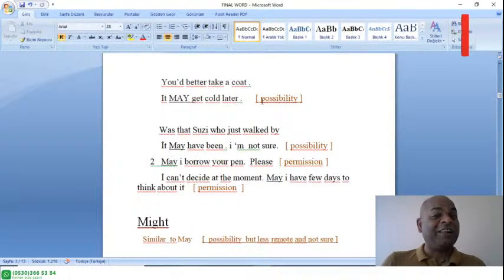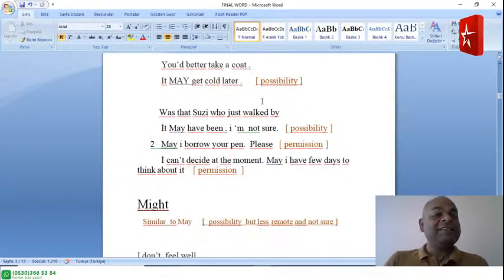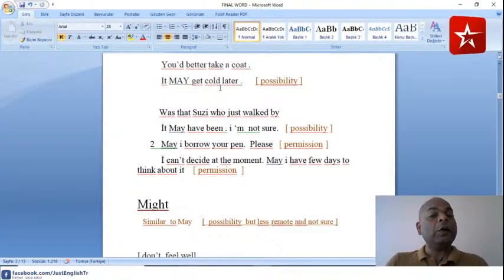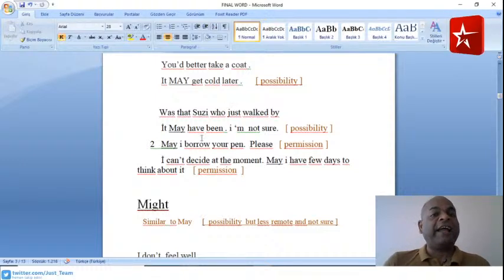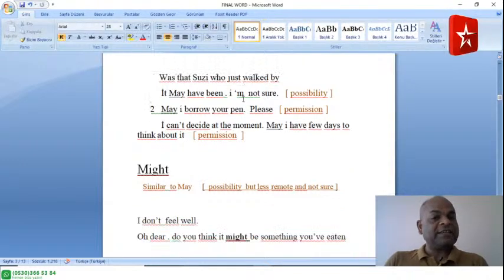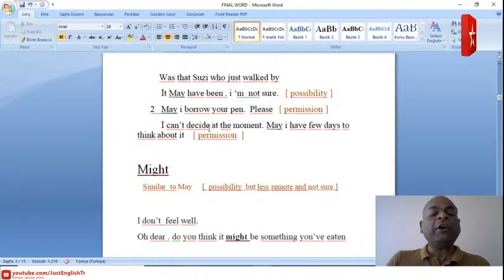14 minutes past 12, a very good afternoon. So we are talking about here, you had better take a coat. It may get cold later. Now here, students, it's talking about a possibility. So in a very polite way, a friend of mine said to me in reply, it may get cold later. All right? That's good. Let's go to the next one here.